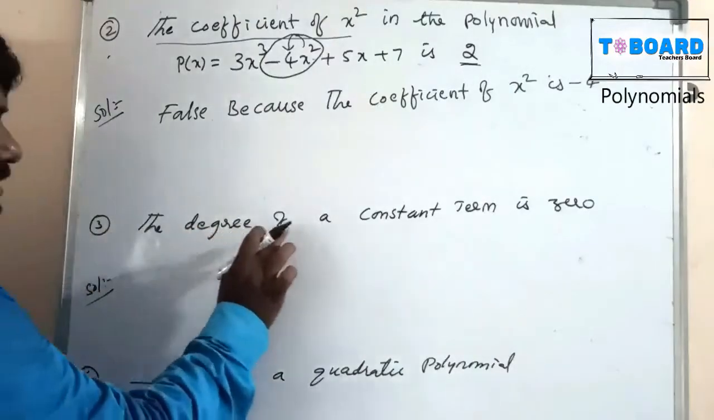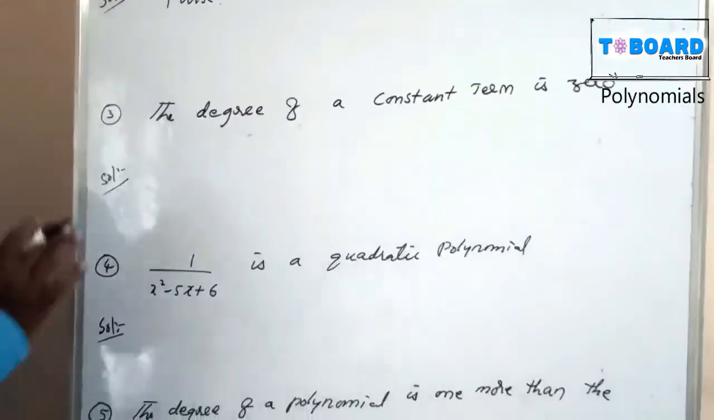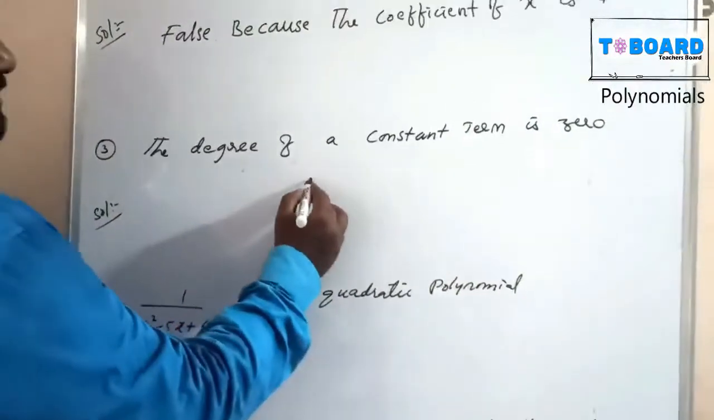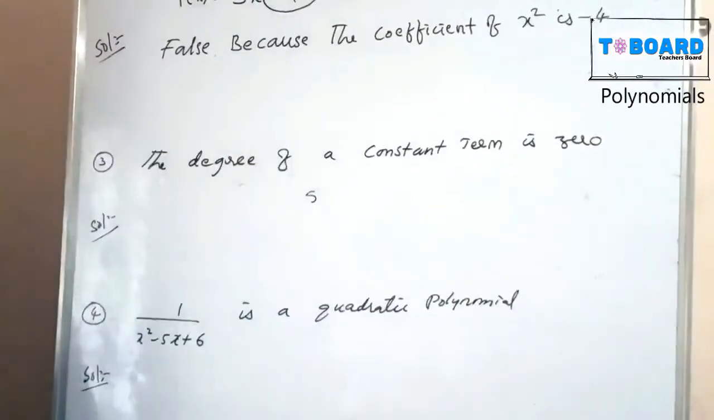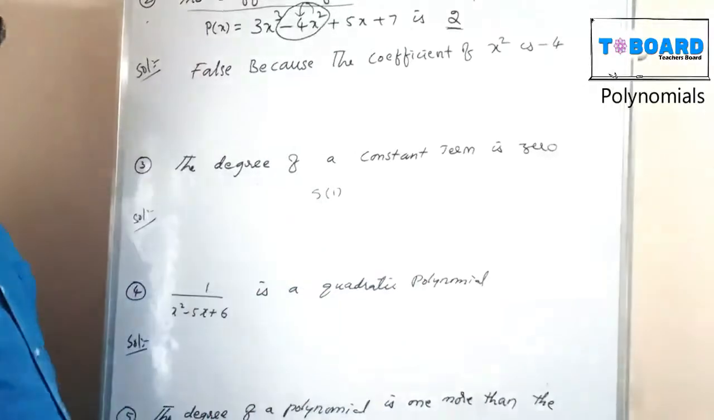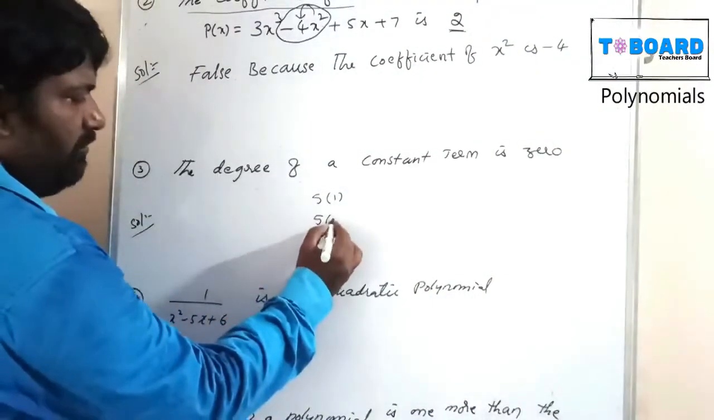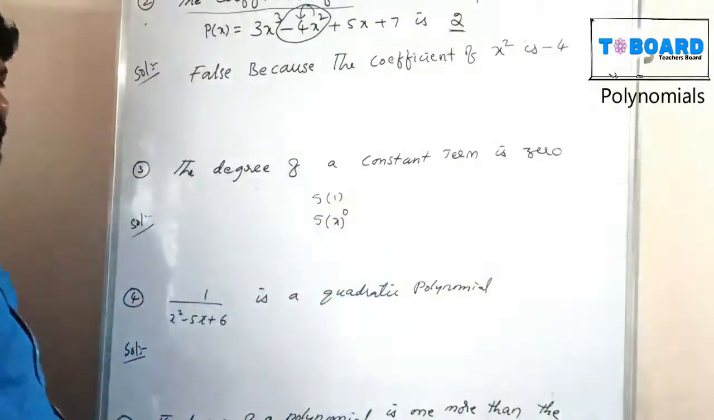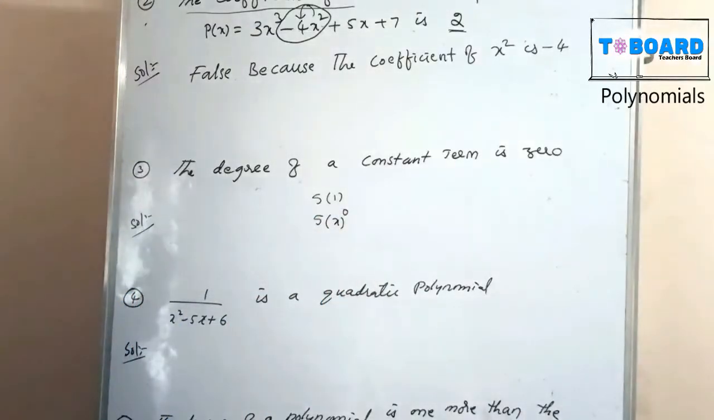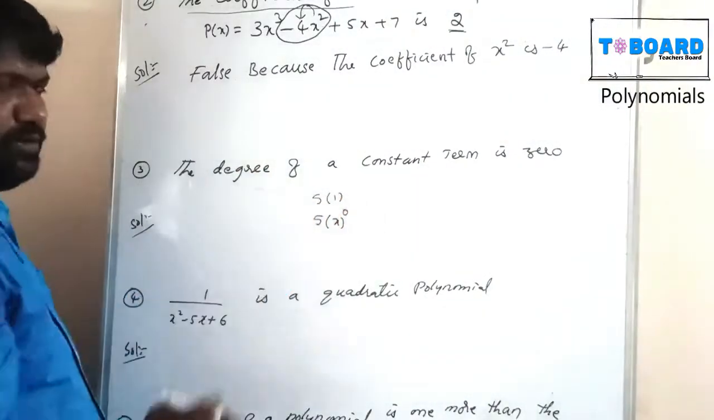The degree of a constant term is 0. A constant term means, for example, 5. 5 is a constant number. 5 means 5 into 1, and 1 can be written as variable x to the power 0. If x power 0, the answer will be 1. So 5 into 1 is 5 into x to the power of 0.